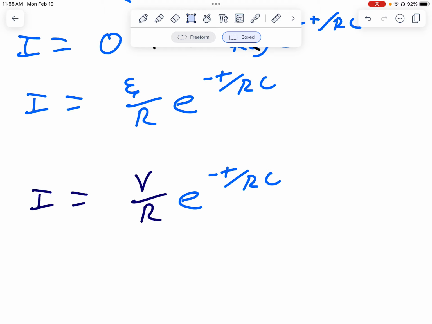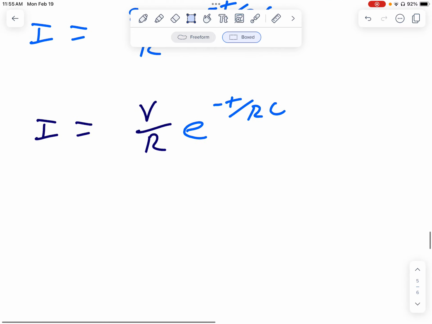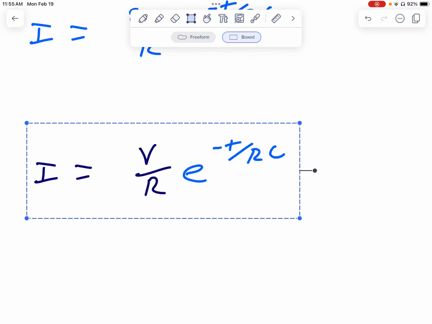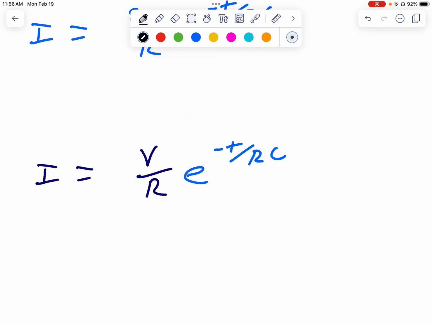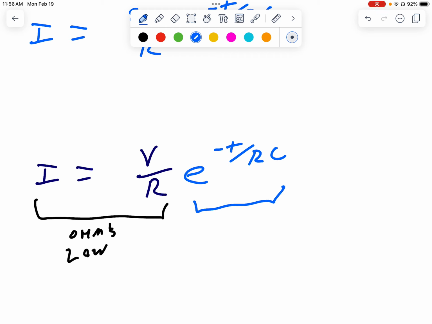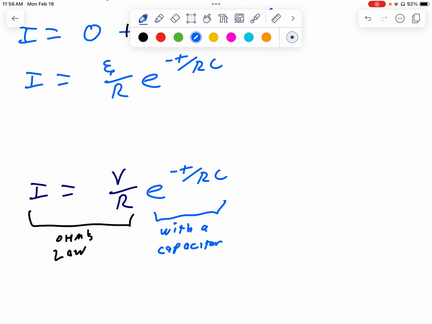That's Ohm's law. Okay, so when we add in capacitors, we still have Ohm's law. So here, look, it's still Ohm's law. Okay, it's just Ohm's law modified with a capacitor. Wow. That's kind of neat. All right, now this was for charging. Right, this is for charging a capacitor.